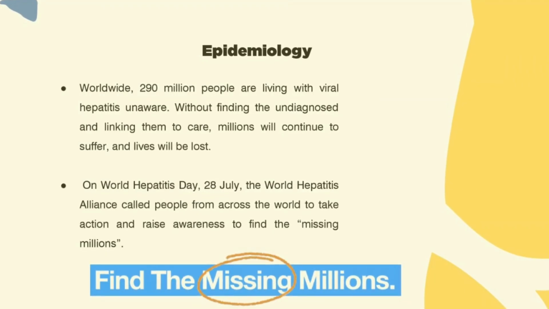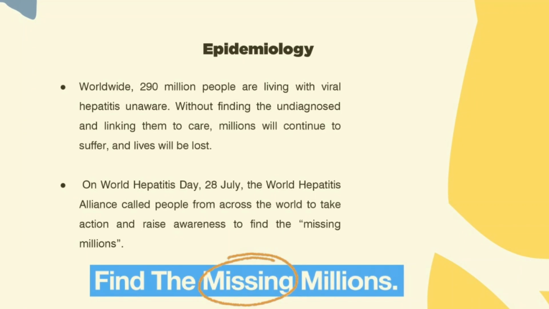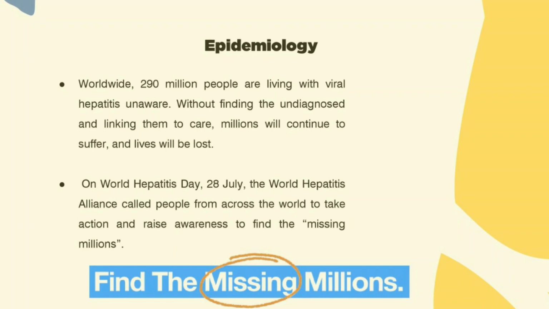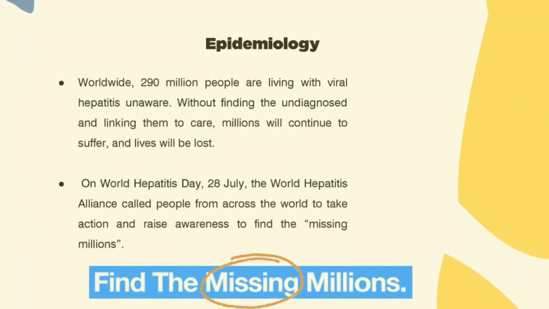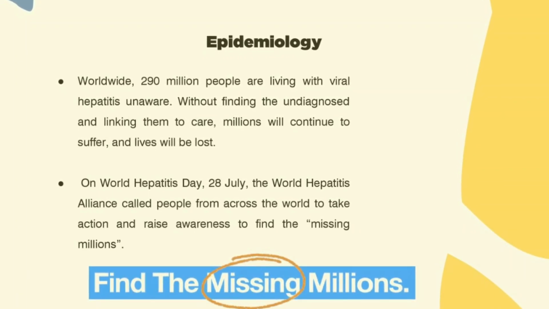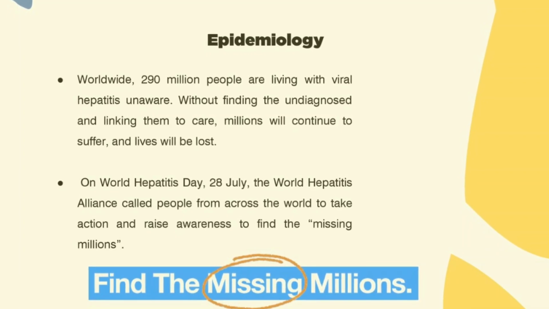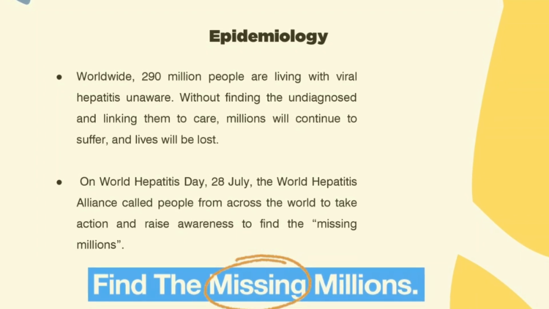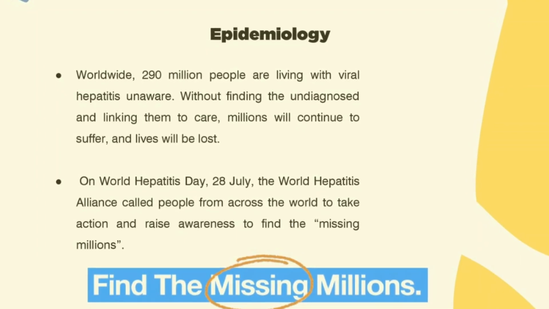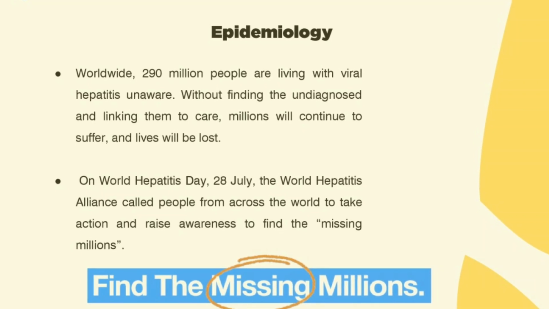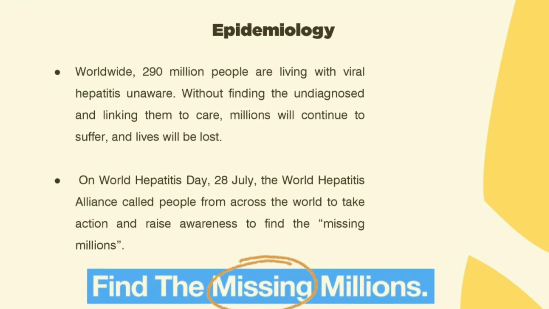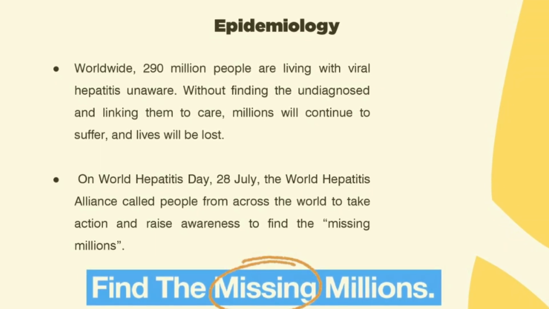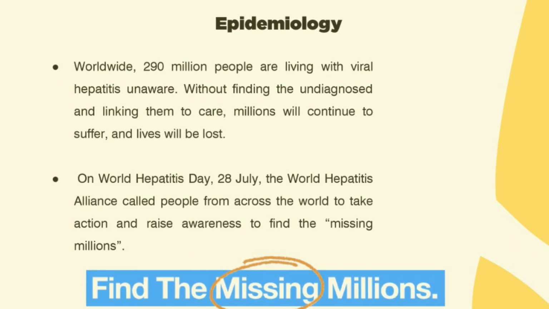Epidemiology of the hepatitis condition. Worldwide, there are 290 million people who are living with viral hepatitis and who are unaware of it. Without finding the undiagnosed and linking them to care, millions will continue to suffer and their lives will be lost. So on World Hepatitis Day, which is July 28th, the World Hepatitis Alliance called on people from across the world to take action and raise awareness to find the missing millions. For this cause, the World Hepatitis Alliance fixed the theme for 2020 as finding the missing millions.